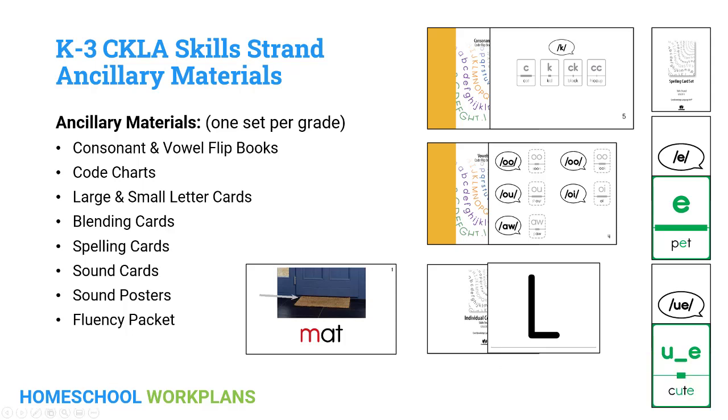Now, I've put up some pictures here to give you some idea of what these resources look like. So on the far left is a sound card from the kindergarten materials. In the middle on top is the consonant flip book. The example is showing the different letter sounds we use in English for the k sound. Right below that is the vowel flip book, and this page is showing some of the vowel letter teams. At the bottom in the center is an example of the individual code chart, which is basically flashcards for letters. And this capital L is an example. And then finally on the right, I put some examples of the spelling cards.